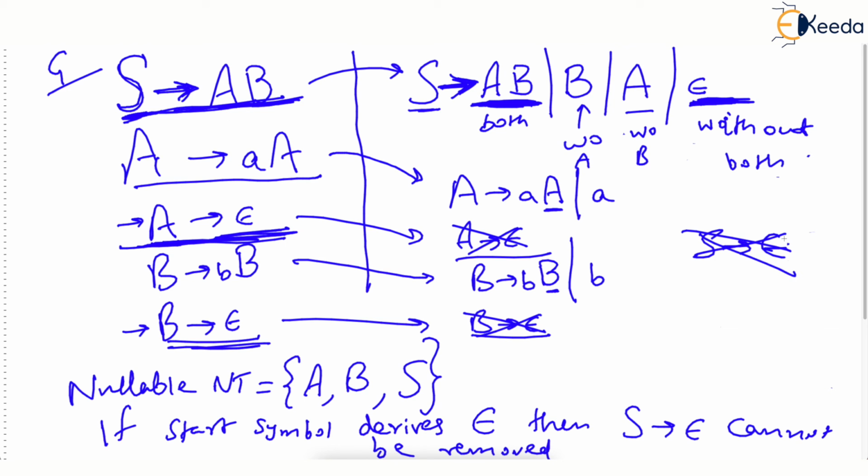Now if I remove this production S derives epsilon from the new grammar, then I will get a new language which will not contain epsilon. But do you remember the definition? The language generated by the original grammar and the language generated by the new grammar should be the same. Strings generated by the original grammar and strings generated by the new grammar should be the same, and epsilon would be missing in the new grammar. So if the start symbol derives epsilon, we have to keep it. S derives epsilon should be kept. I hope you have understood this argument.